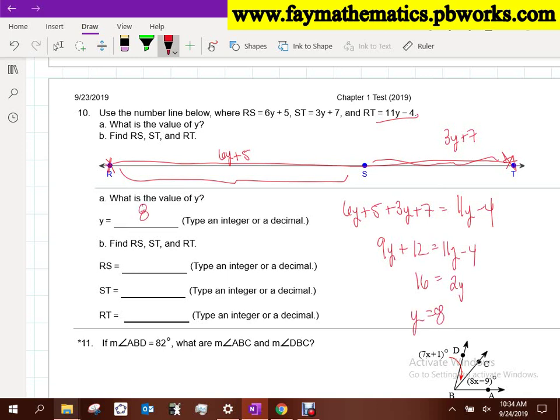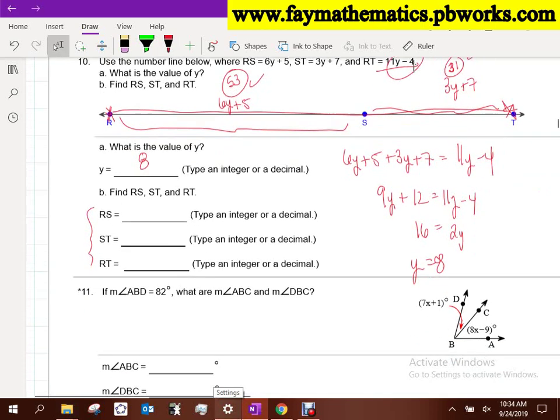Okay. So then the rest of this is actually a built-in check for us. If y is 8, RS would be 48 plus 5, so 53. S to T would be 24 plus 7, so 31. And then if I put it in here, I would get 88 minus 4, which is 84. If you take 53 plus 31, you should get 84. So those are the 3 values that need to go for RS, ST, and RT.